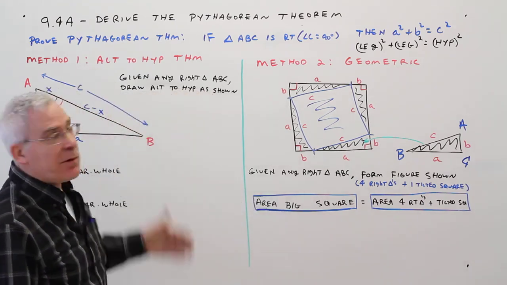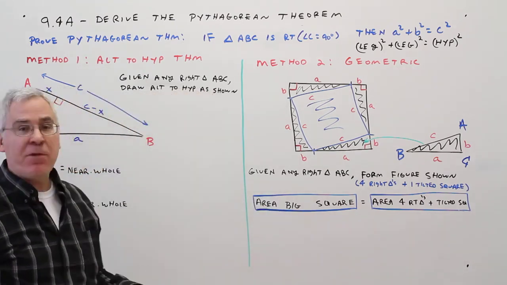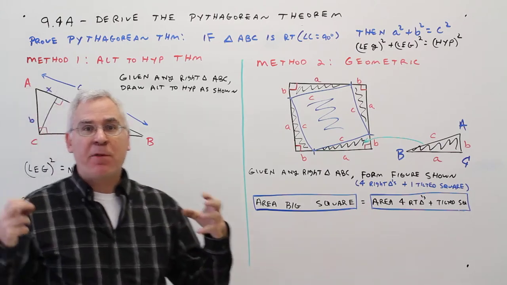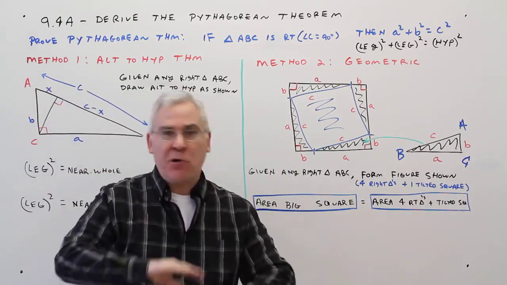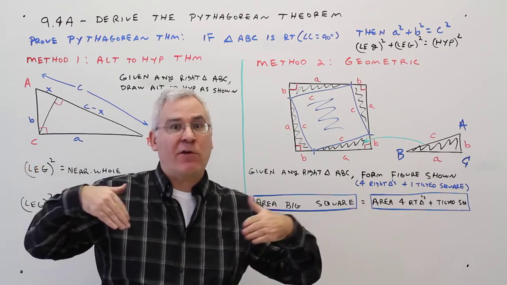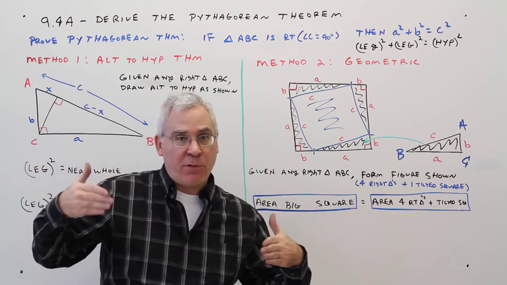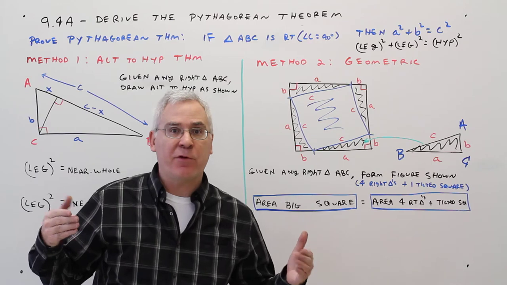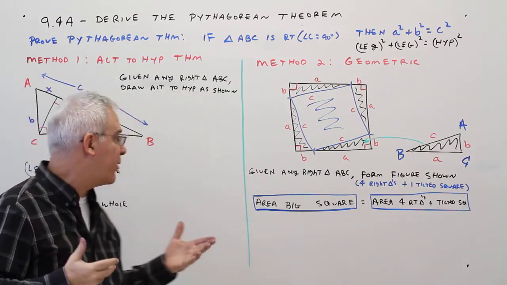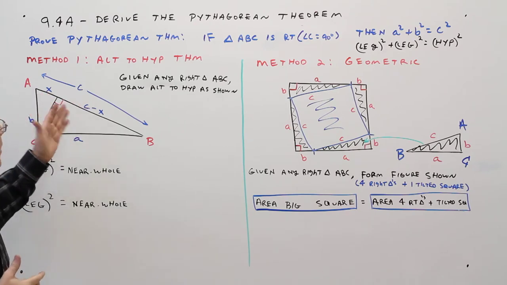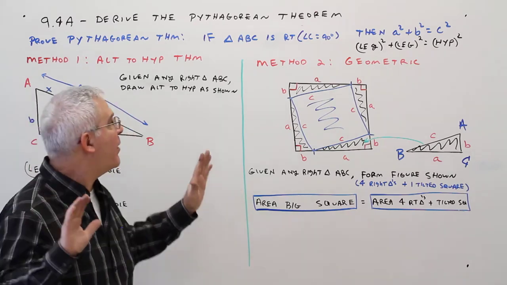Welcome to video 9.4a, Derive the Pythagorean Theorem. The Pythagorean Theorem is the single most important theorem in all of geometry, just like the quadratic formula is the most important formula in Algebra 2. So I'm going to prove it by two different methods. It's that important. First of all, let's state what the Pythagorean Theorem is.